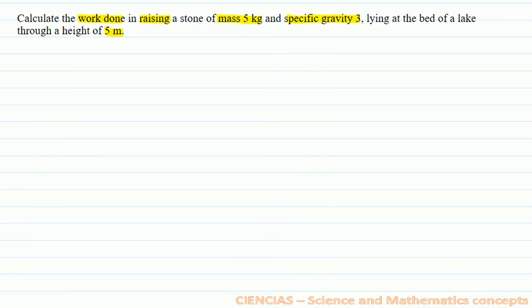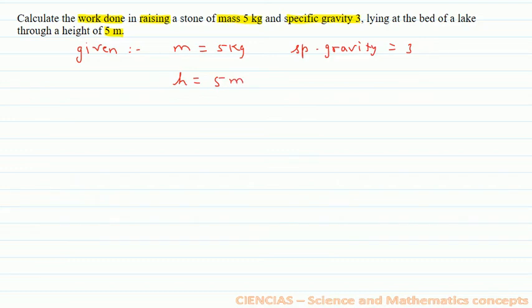So first we see what is given to us. Given is: mass of the stone is 5 kg and its specific gravity is equal to 3, and the distance or height through which it is to be raised is 5 meter.